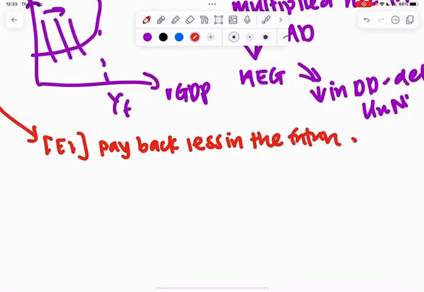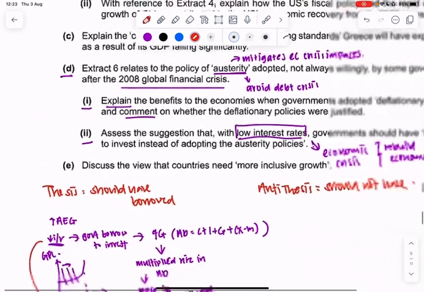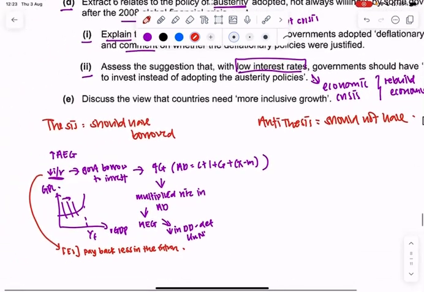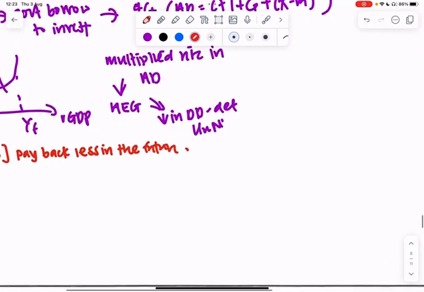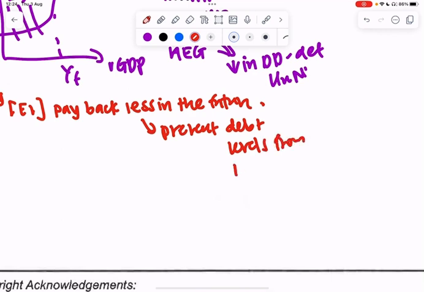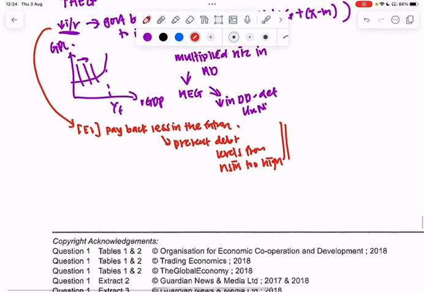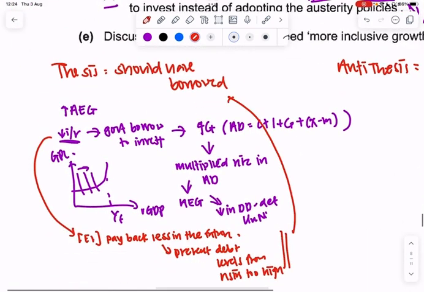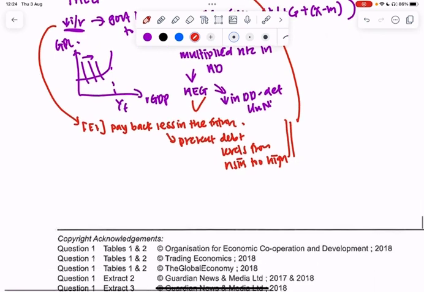And we just discussed in part one that debt levels are a concern. The government budget position, how much debt the government is in, is one of the concerns of the government. So if I pay back less, it could actually prevent debt levels from rising too high. And this in itself would be a good justification of why the government should have borrowed. Can you see that? Because not only can they improve their economy, they can also make sure that their debt levels don't skyrocket while bringing their economy out of recession.